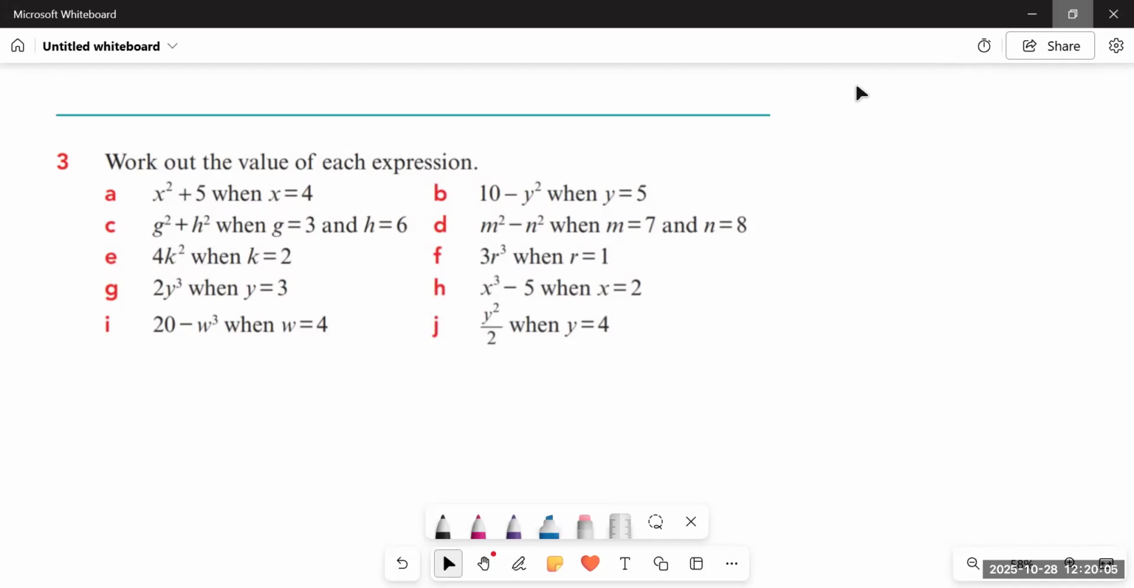This is chapter number 2, exercise 2.2. Now we are going to use expressions and formula to find out the values of unknown quantities. So we just have to complete the workings to find the value of each expression in the given ones. Starting from question number 5, we will simply substitute the values of the given expressions and figure out what would be the value of each expression as a whole.